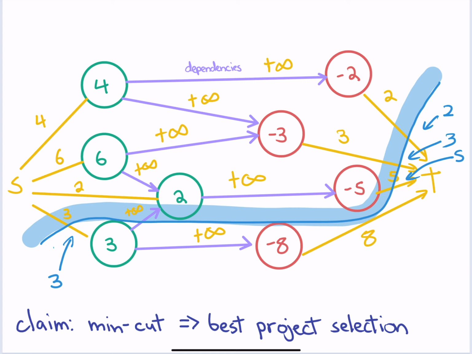So we can at least see directionally that the minimum ST cut will want to take lots of profitable projects and will want to minimize the number of expensive, costly projects it takes, or the total cost, I mean.